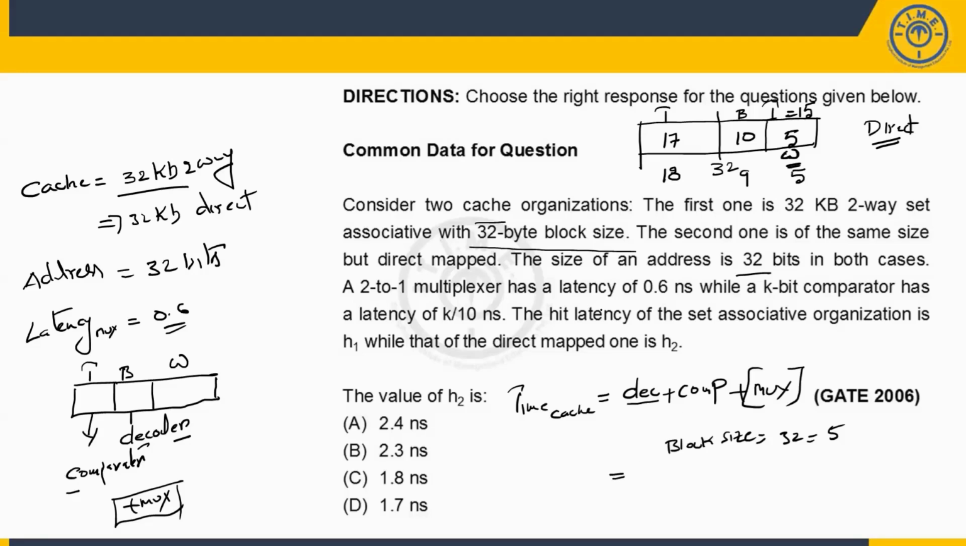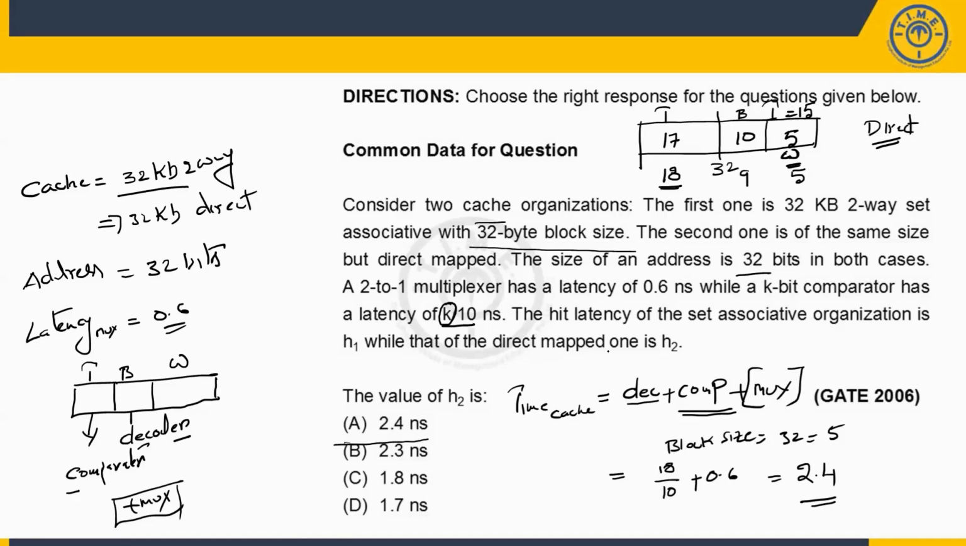Now, the hit latency for the set associative mapped cache. Decoder latency is negligible since it is not provided. The comparator latency is k by 10, where k is the number of tag bits, which is 18. So 18 divided by 10 plus the multiplexer latency. Since we are in a set associative mapped cache, multiplexer latency is 0.6. So that is 1.8 plus 0.6, which is 2.4.